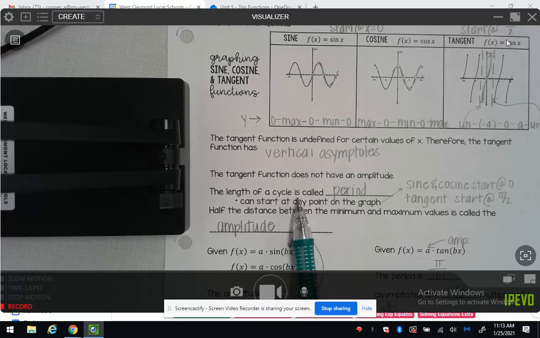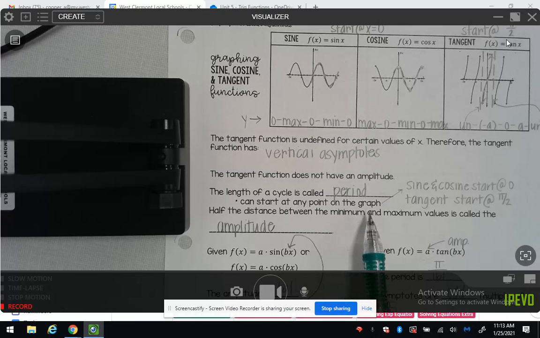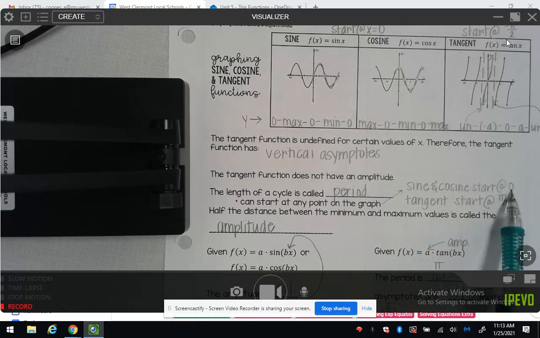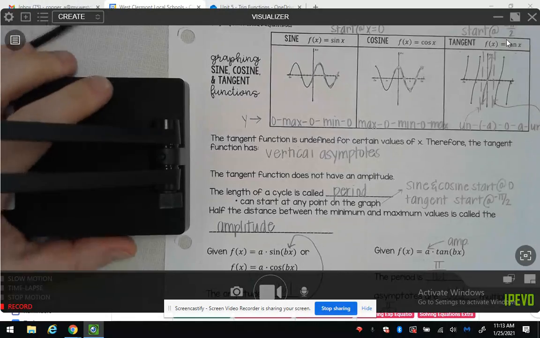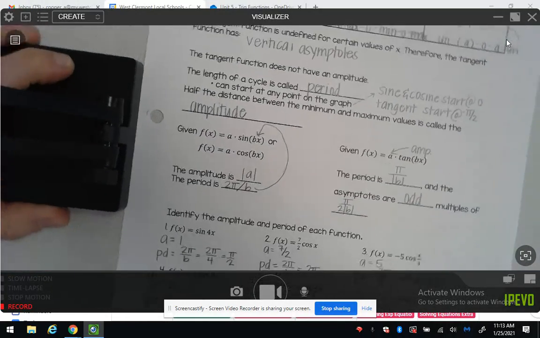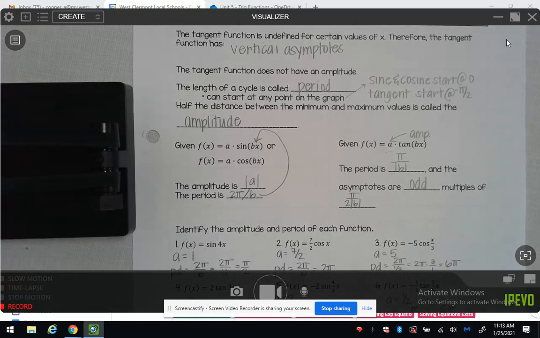The length of a cycle is called a period. It's how long it takes to go one complete round. It can start at any point on the graph, like we talked about. Sine and cosine, we're going to start at 0. Tangent, we're going to start at negative pi over 2. Half the distance between the minimum and maximum values is called your amplitude, and you can find your amplitude off of the equations that are given to you when we start to graph them.